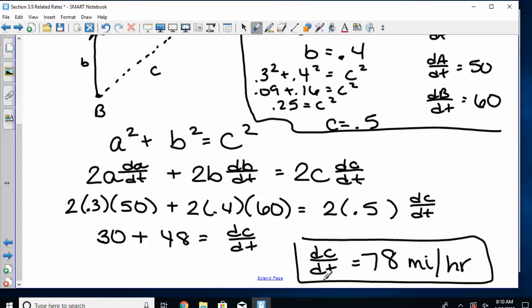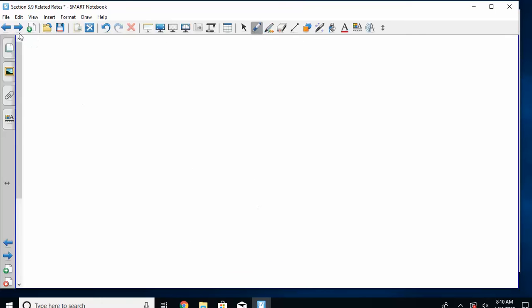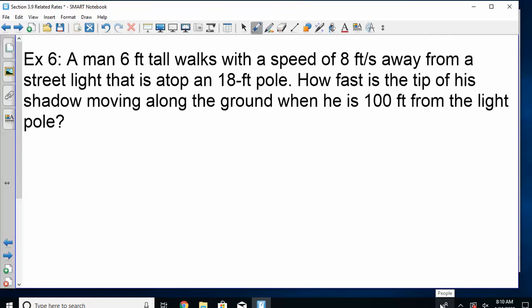Why don't you take a second and read the next one and see if you can figure out how to start it. I don't want you to solve too much because this one's a little challenging to set up. I just want you to see what you can get.